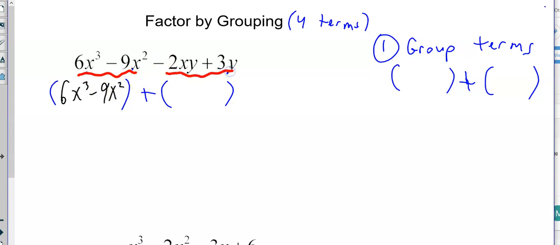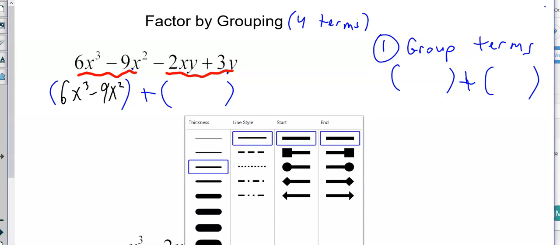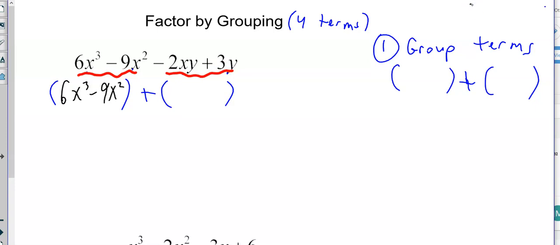Whatever is the second two terms becomes my second group. Again, do not change the sign. So this is a negative 2xy plus 3y. Be careful on that negative. That's where a lot of students will change the sign of something in there. I just rewrote those terms inside that second parentheses.